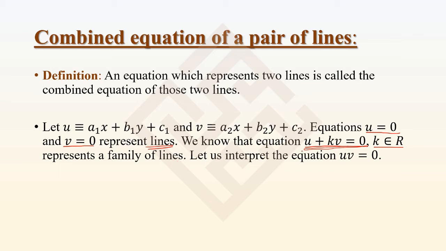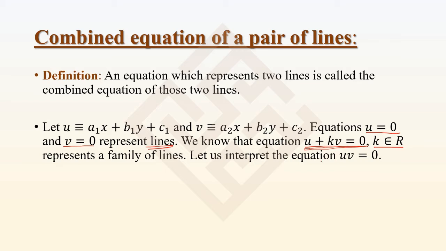So all the lines passing through one point, together are called the family of lines. So if you have the line u is equal to 0 and the line v is equal to 0, then through their point of intersection you are going to find infinitely many lines. These lines are called the family of lines, and it is represented by u plus kv is equal to 0.